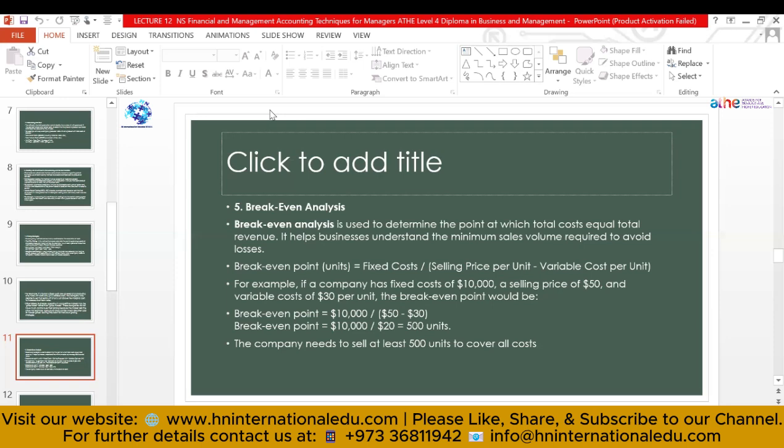First, solve 50 less 30, you will obviously get 20. So overall, you divide 10,000, that is your fixed cost, by 20, which gives 500 units. The company needs to sell at least 500 units to cover all the costs incurred while making that commodity.